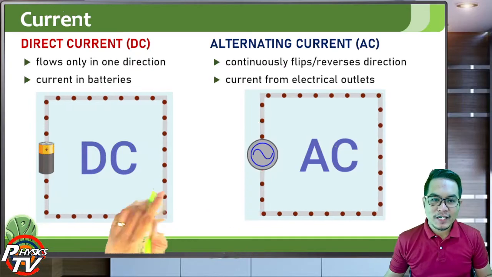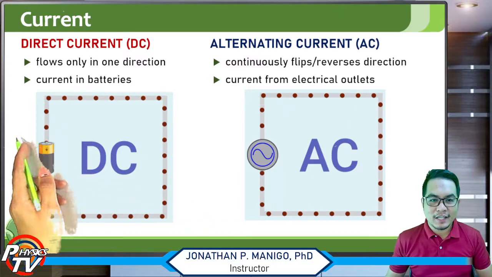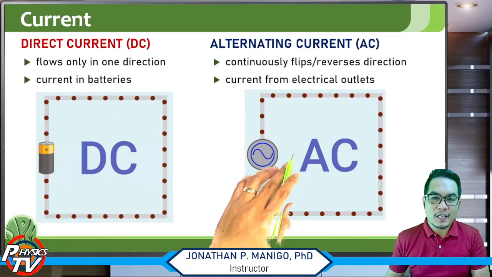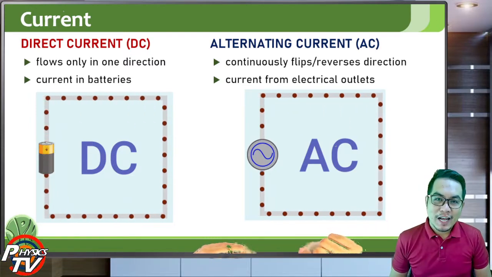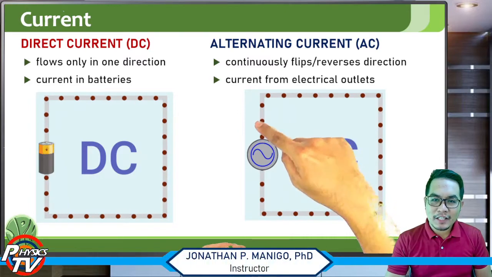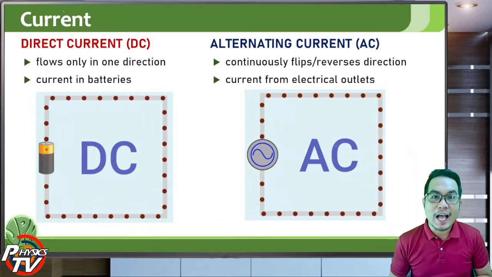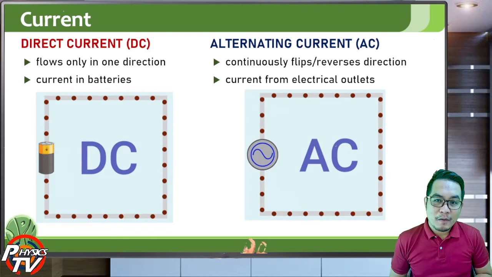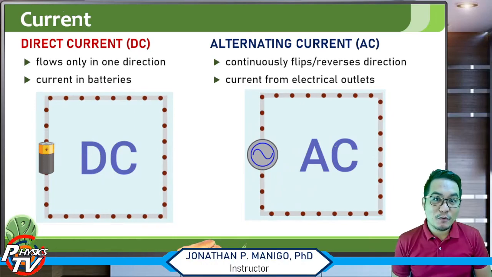So if you connect your electric device to a battery, then the current flowing out from the battery is a direct current. It only flows in one direction. But if you plug your appliances in our outlets, that is what we call alternating current. Alternating meaning it continuously reverses direction many times in 1 second. Actually, the frequency of change in the Philippines is 60 hertz, meaning the current continually flips back and forth, clockwise, counterclockwise, 60 times in 1 second.